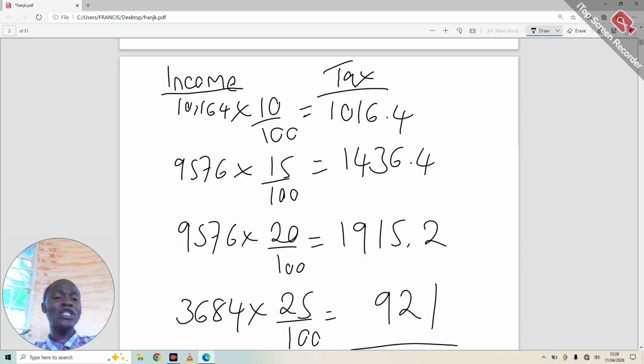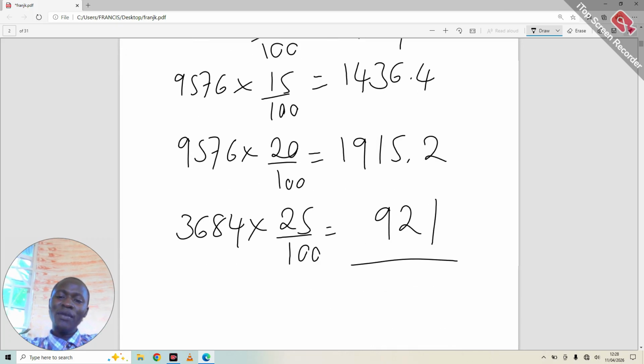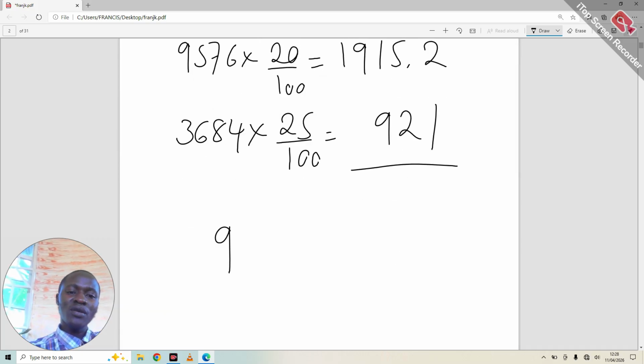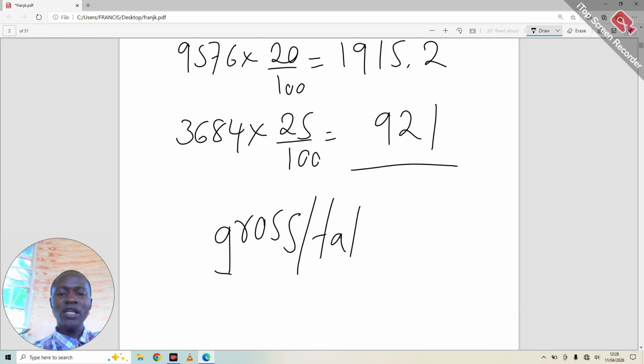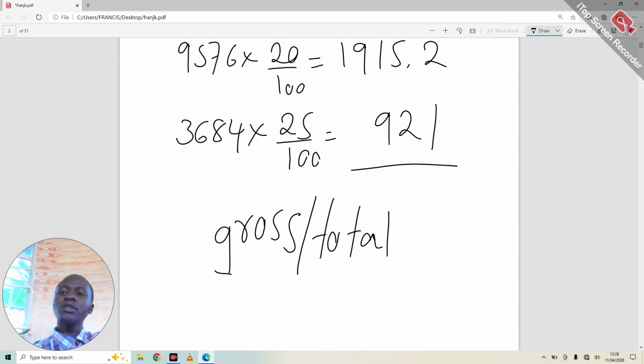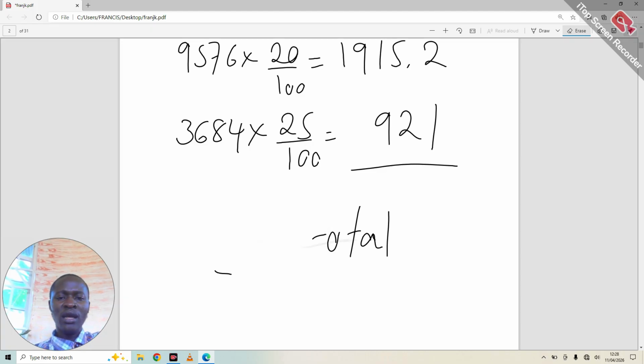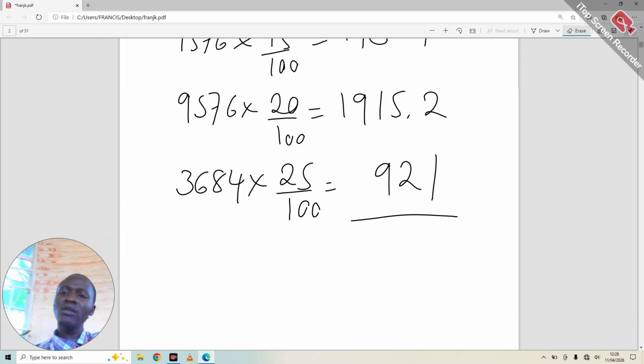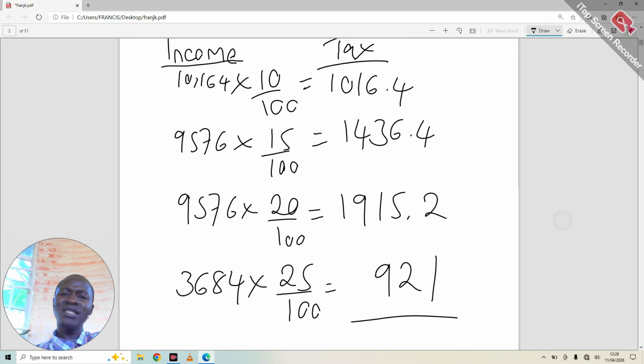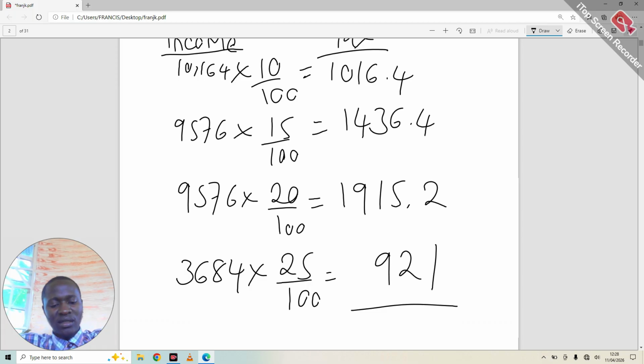Now, if we sum up the total tax, remember the other synonym for gross is total. Gross is the same as total. So in mathematics, the language grows. When someone talks of gross, he or she refers to total. So don't worry much about what is gross tax and so on. When you know the other name for something, it is much easier to deal with it.